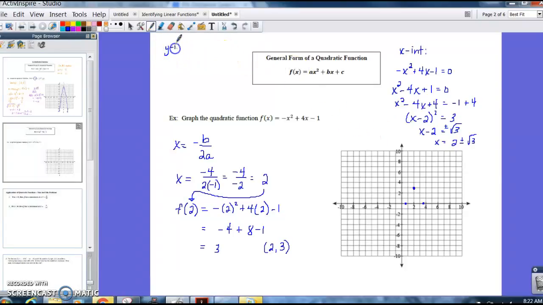Again, you probably have enough room on your paper to write it below. Your y-intercepts, all you're doing is substituting 0 in, so you're just finding f of 0. So it would give me -0 squared plus 4 times 0 minus 1, so that would just be -1. So 0, -1, and we know that we can go over there as well, because remember, here is our axis of symmetry.